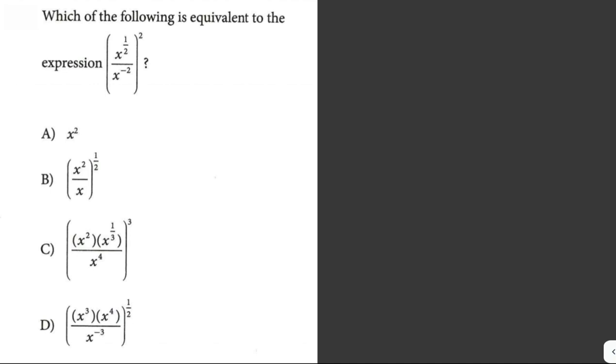Which of the following is equivalent to the expression x to the 1/2 over x to the negative 2 raised to the power of 2? Now, to simplify this expression here, we can use the law of exponents and use the power to power rule, where we can just multiply the exponents. So we have x to the 1/2 over x to the negative 2 to the power of 2.